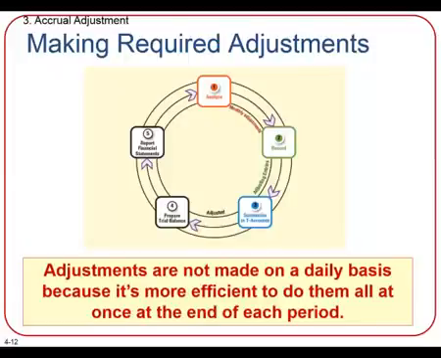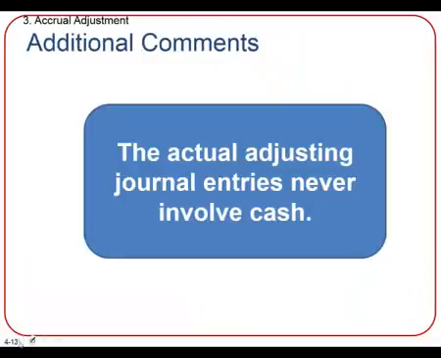And just a reminder, adjustments aren't made on a daily basis. That would be way too difficult to understand how much value of a car is depreciated every single day. We'll wait till the very end of a period, maybe a month, a quarter, or a year, to be able to calculate the adjustments we need to do and then actually post them. So one additional comment here is that these adjusting journal entries never involve cash.